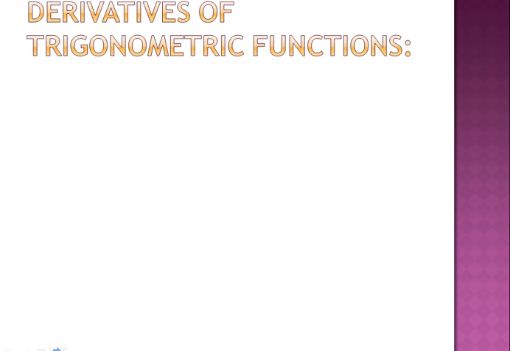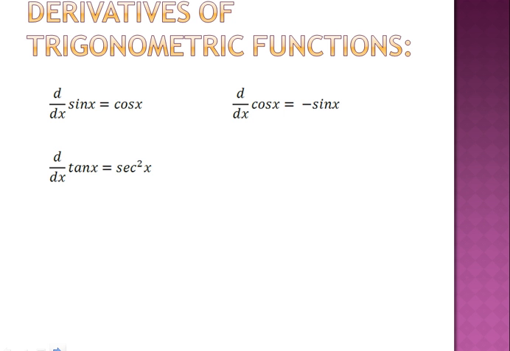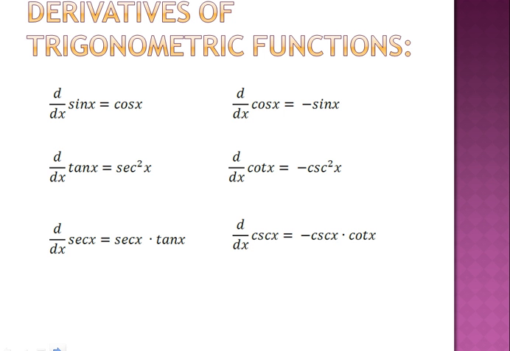Now let's talk about the derivatives of the remaining trigonometric functions. You remember sine of x derives to cosine, and cosine derives to negative sine. So now let's pick up: tangent derives to secant squared, secant derives to secant times tangent, cotangent derives to negative cosecant squared, and cosecant derives to negative cosecant cotangent. Now remember, you're going to have to memorize these, so let me give you some hints.